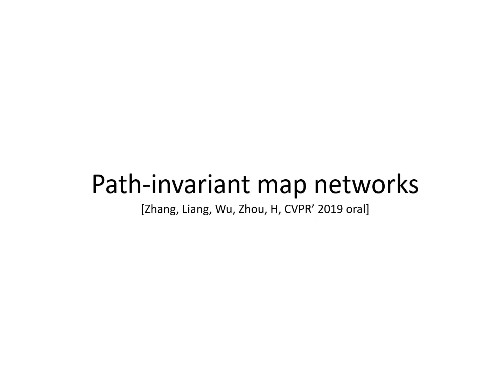So in the following, I want to show a very recent work called Path-invariant map networks, CVPR last year. Essentially how to generalize this idea to general neural networks, or a graph of neural networks.